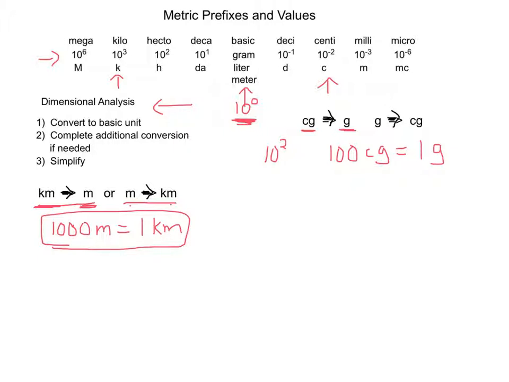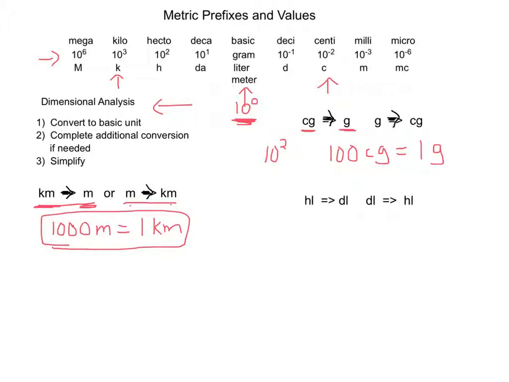So that would be how I would do my basic unit conversions, and that's looking at this very first step in the dimensional analysis. Notice that in both of these, I related it back to the basic unit that we were dealing with. So let's take a look at one more example where we might need to use 2 conversions.